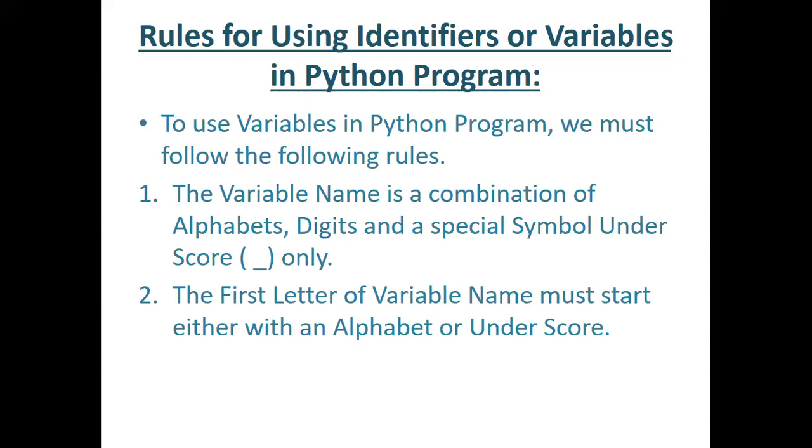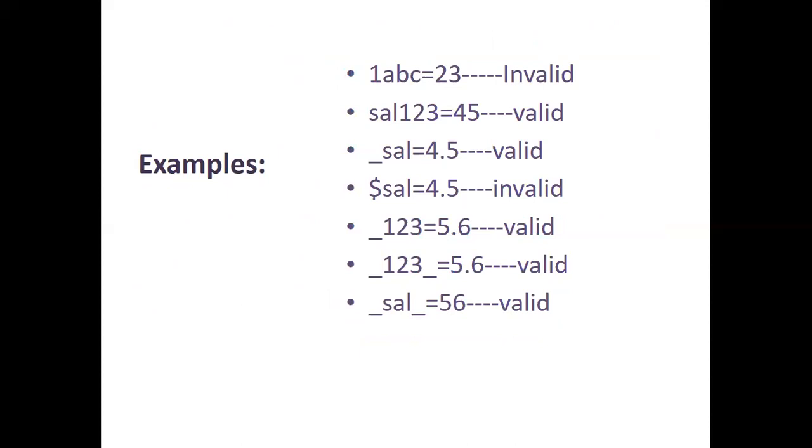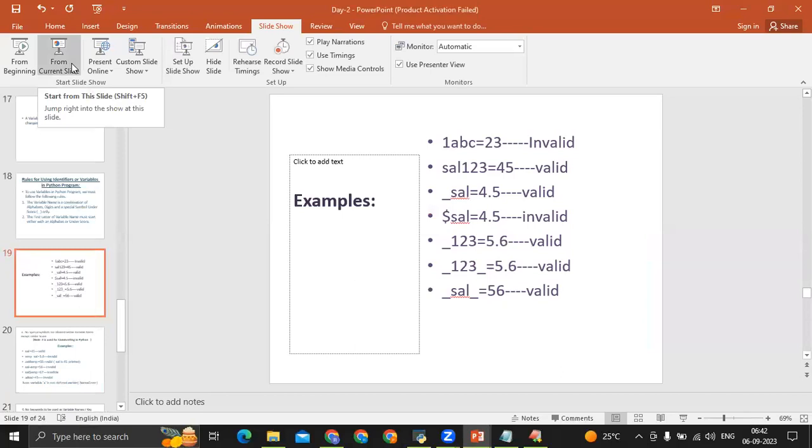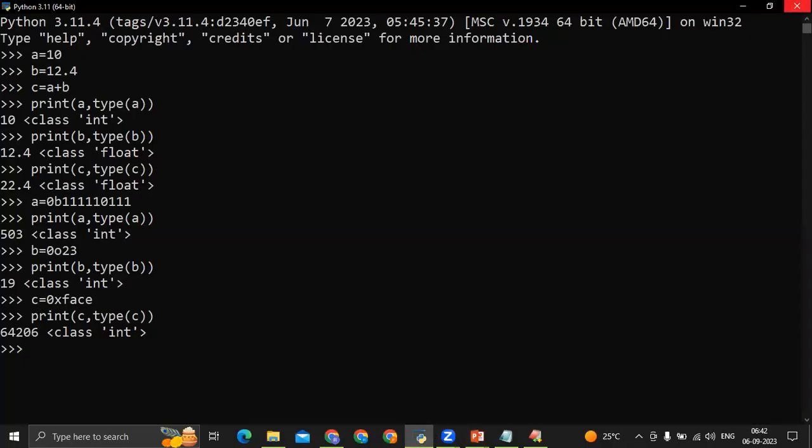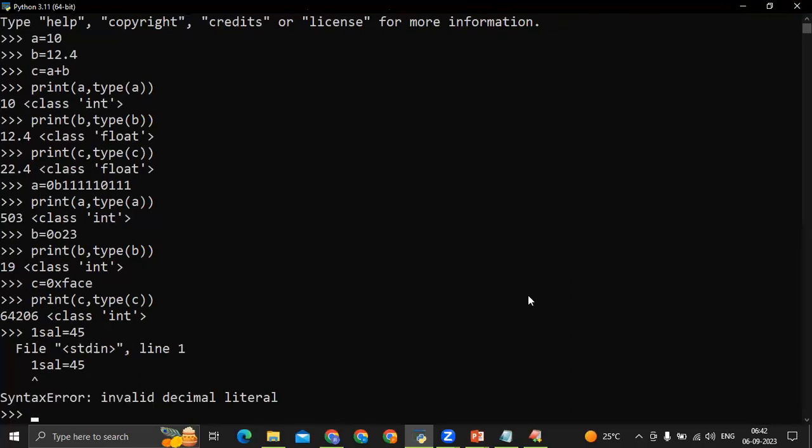The first letter of a variable name must start with either an alphabet or an underscore, not with a digit or any other special symbol. Let me show you with the help of an example. If I write 1ABC equals 1, or 1sal equals 45, this is an invalid decimal literal.